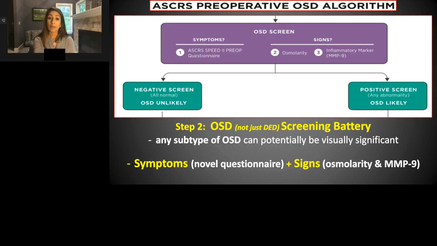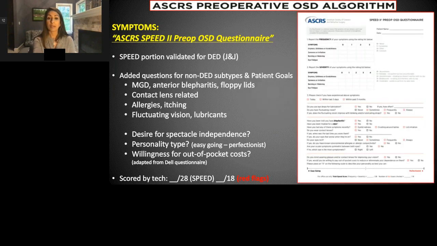From there, we recommend that patients undergo an OSD screen. This consists of assessing symptoms and signs. We've developed a questionnaire called the ASCRS SPEED 2. And then for signs, we recommend testing either osmolarity or MMP9. Here in the US, they're both readily available clinical tests. This is what the ASCRS SPEED 2 questionnaire looks like.